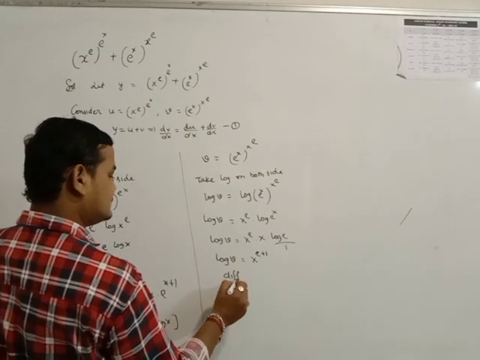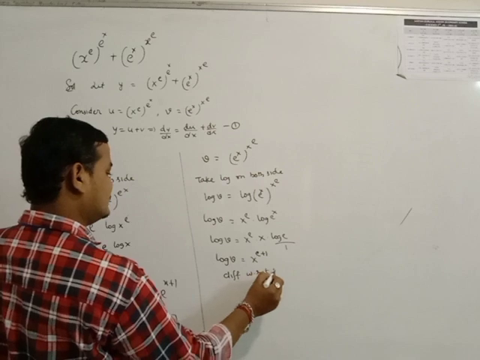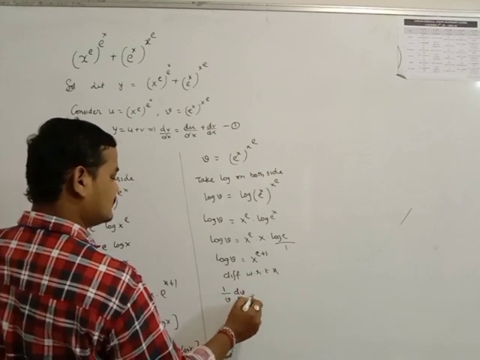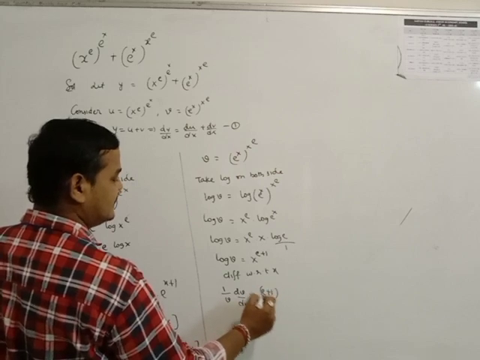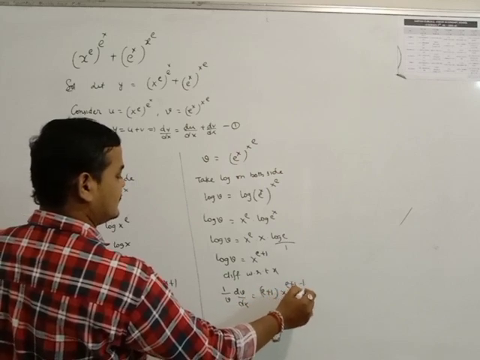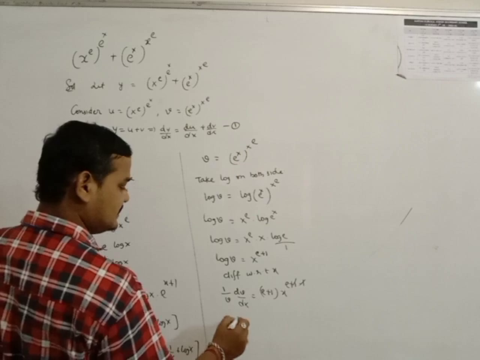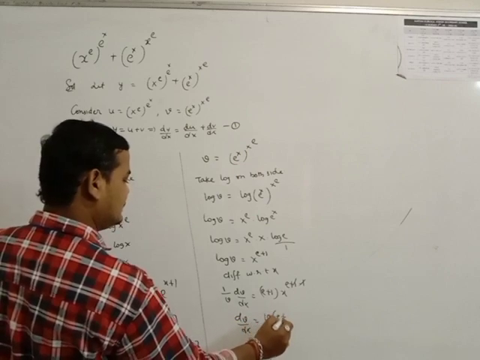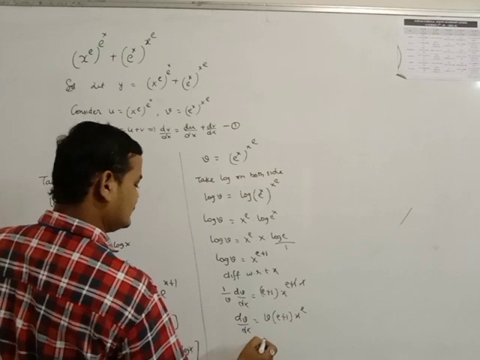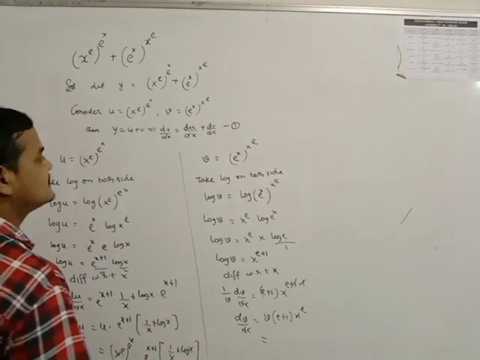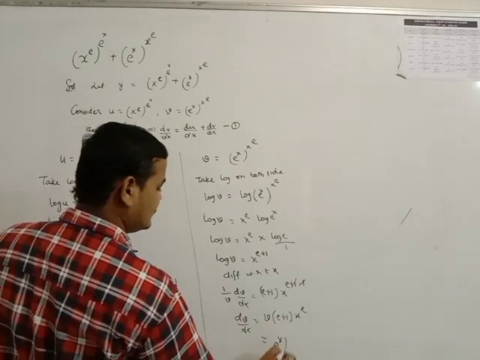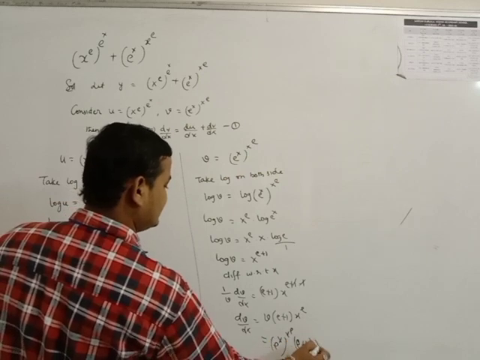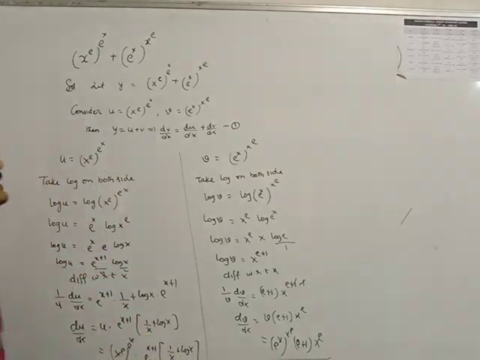Now differentiate with respect to x. 1 by v dv by dx is equal to x power of e into x to the power of e minus 1, and both are cancelled. So dv by dx is equal to v into e plus 1 into x power of e. What is the v value? It is e power of x whole to the power of x power of e, into e plus 1 into x power of e. This is the dv by dx.